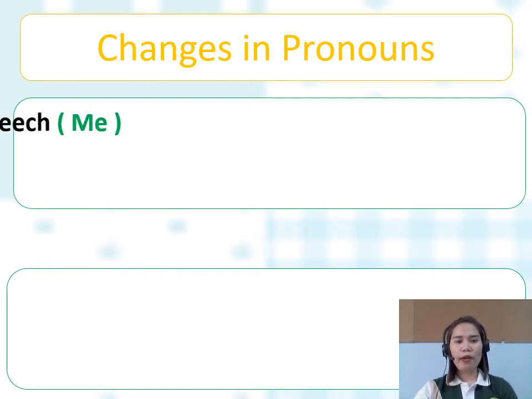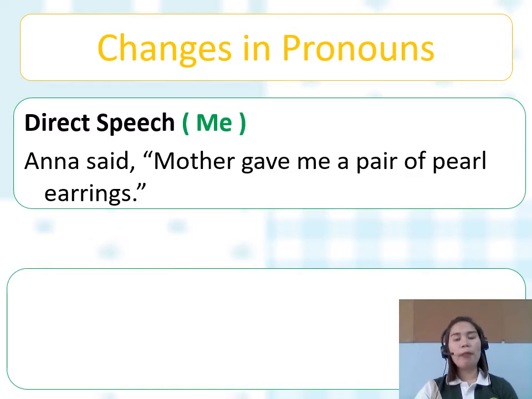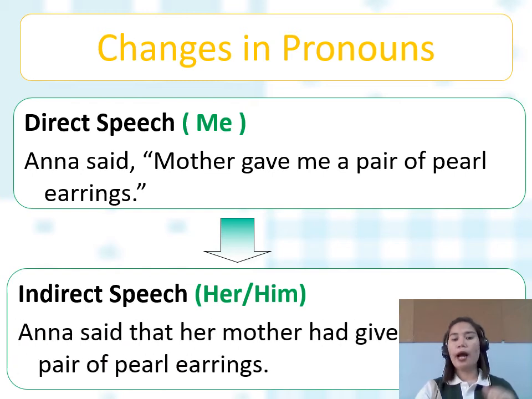Next we have the object pronoun me. Anna said, mother gave me a pair of pearl earrings. When we convert it into reported speech, it will become: Anna said that her mother had given her a pair of pearl earrings. So here, from the object pronoun me, we change it into her because Anna is female. That is me and her.